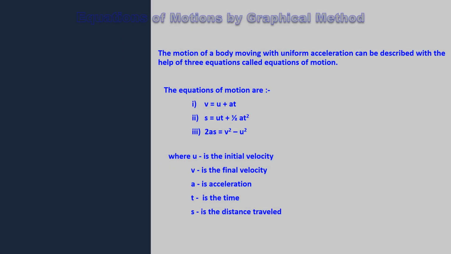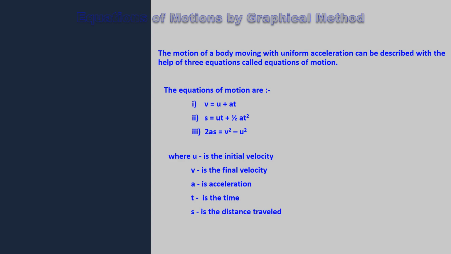Equation of motion by graphical method. The motion of a body moving with uniform acceleration can be described with the help of three equations called equations of motion. The equations of motion are v is equal to u plus at, s is equal to ut plus half at square, and 2as is equal to v square minus u square.